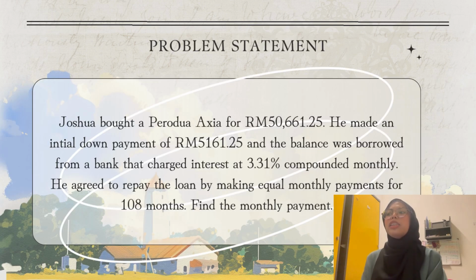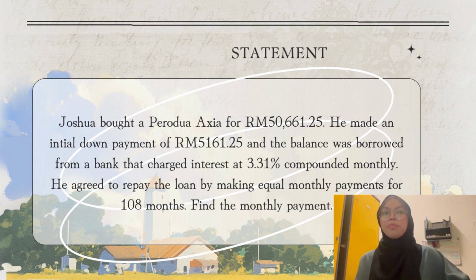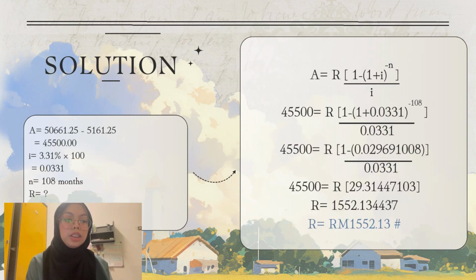Problem statement, question 1. Joshua bought a Proton Asia for 50,661 ringgit 25 cents. He made an entire down payment of 5,161 ringgit 25 cents, and the balance was borrowed from a bank that charged interest at 3.31% compounded monthly. He agreed to repay the loan by making equal monthly payments for 108 months. Find the monthly payment. For this question, you need to find A first.